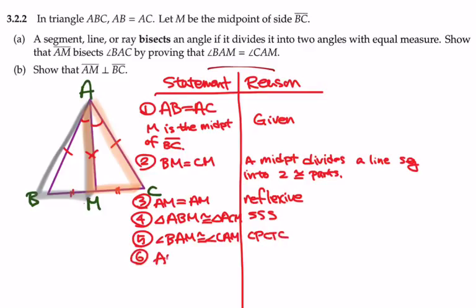Now, then we can say the line AM must bisect the angle BAC. Why? Because it ended up creating the two equal angles here. So an angle bisector divides an angle into two equal parts. So with this one, we just finished part A.